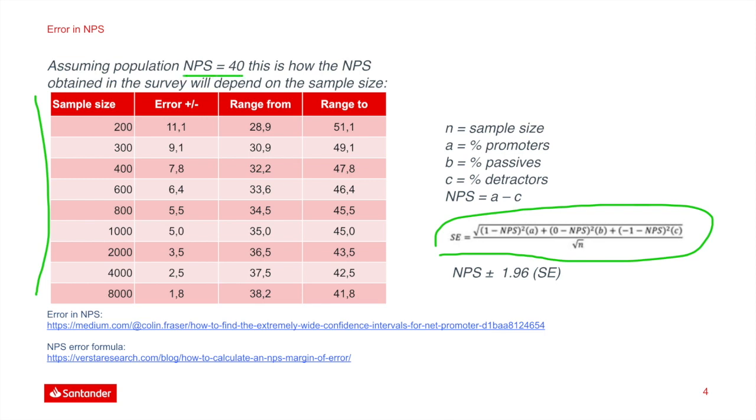Assuming NPS 40 for the population and sample size 200, the error will be plus minus 11 points. That means what we get back with the surveys will range between NPS 30 and 50. You can observe here how that error decreases with increasing sample size.